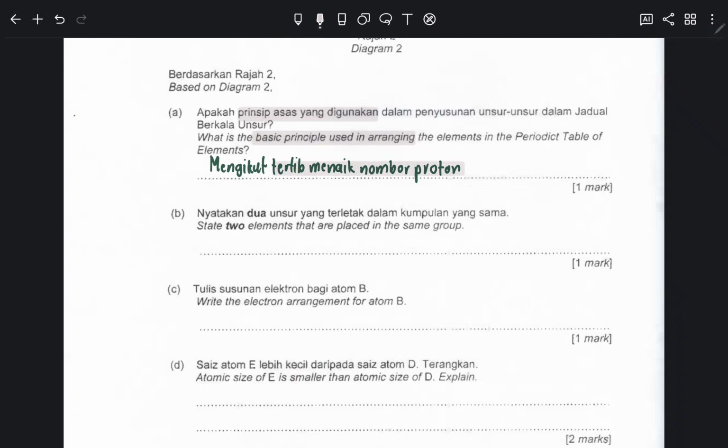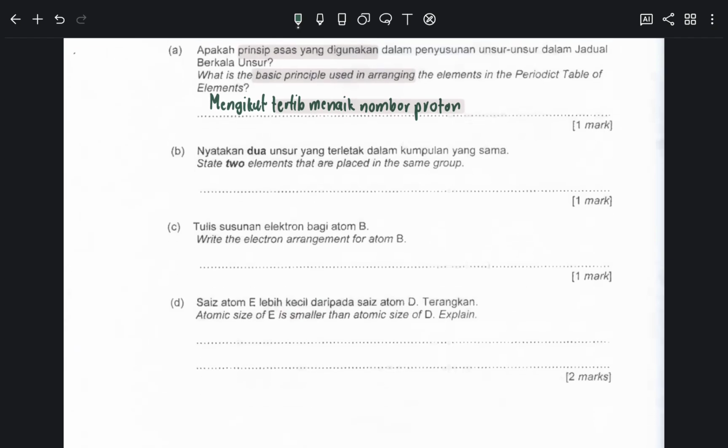Tertib menaik nombor proton adalah keyword dia lah. So pastikan benda ni ada, tertib menaik nombor proton, mesti dapat markah, memang you takkan lari. Jangan kata tertib menaik bilangan proton. No, we will say nombor proton. Susun kita guna nombor, kita tak ikut bilangan. Walaupun nilai dia sama, but the best thing is to mention nombor proton. Jangan kata nombor elektron ke bilangan elektron ke, saya jumpa macam-macam jawapan. No. The only answer is tertib menaik nombor proton, ascending order of proton number.